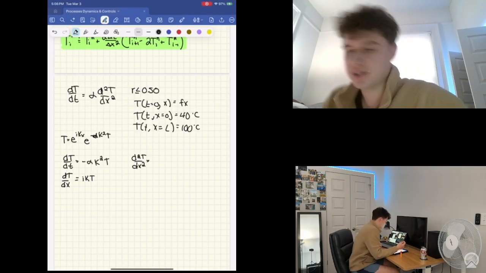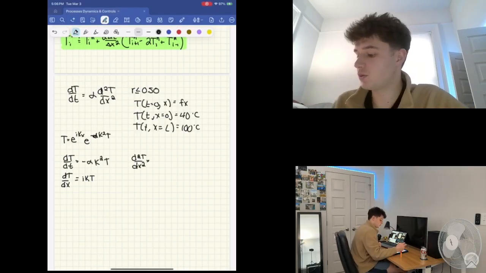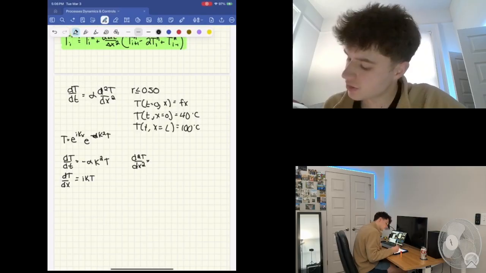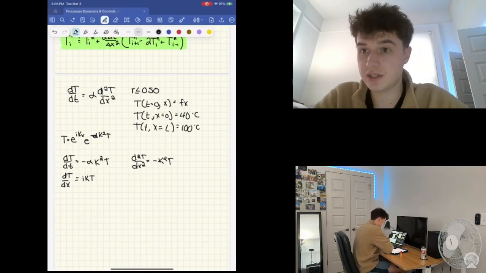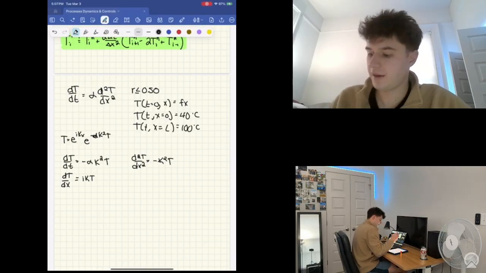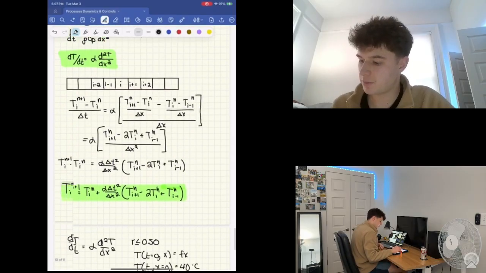The final portion is right here, the second derivative of temperature with respect to x, which comes out as negative k squared times t. Now we are going to use these three and continuously work through this problem. Now the next portion of this, we'll be looking at as it moves down this table.